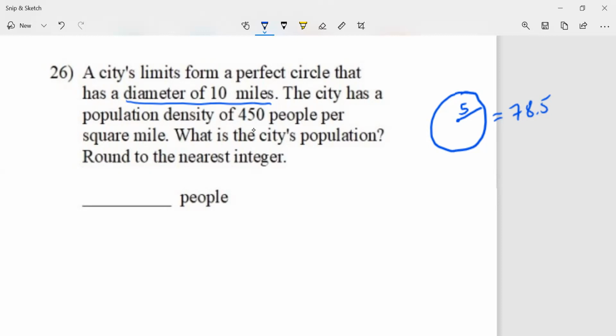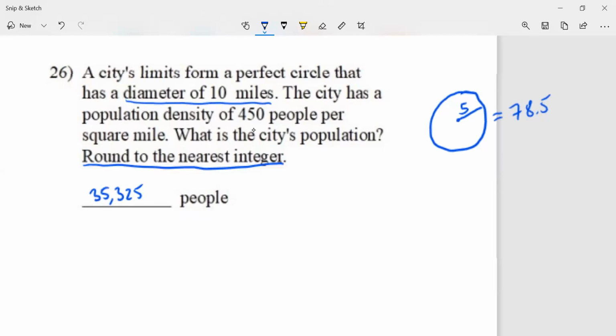Let me multiply those out. 70.5 times 450 is going to give me 35,325. Now here, round to the nearest integer.